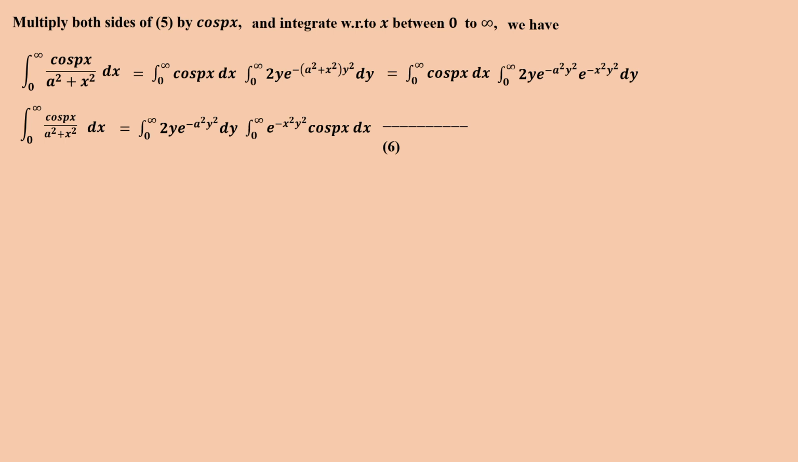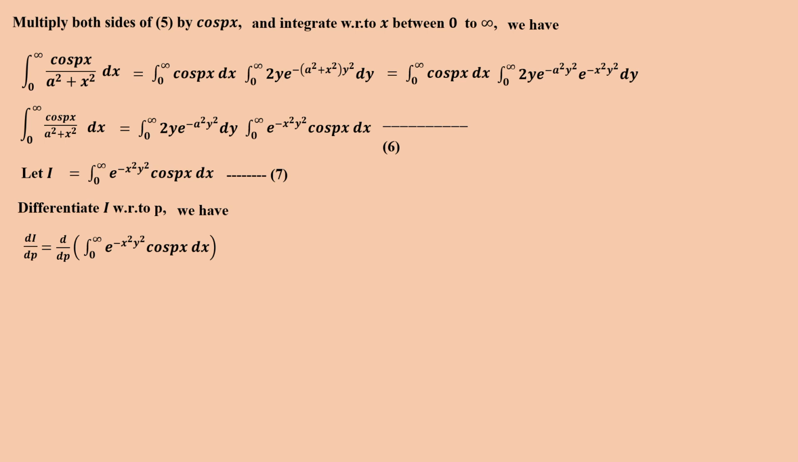This is equation number 6. Let I be equal to the integral from 0 to infinity of e power minus x square y square cos px dx. We are taking that part of the integration. So that is equation number 7. Differentiate I with respect to p. We have dI by dp, which is equal to d by dp of the integral from 0 to infinity of e power minus x square y square cos px dx.